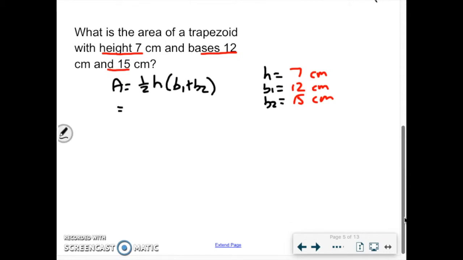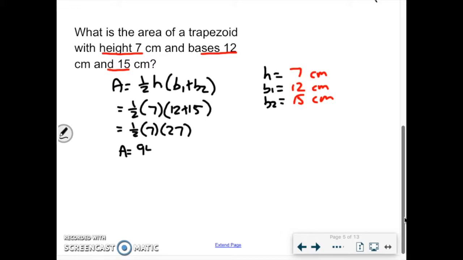So we're going to go ahead and take 1/2 of 7 times 12 plus 15 for our 2 bases. Again, just to get to the calculator step, probably a good idea to add the 12 and 15 and get your 27. And then you can go to the calculator from there. When you punch that in, your final answer is 94.5 centimeters squared. That's the area of a trapezoid. If you know the height and you know both bases, it's just plugging into a formula.